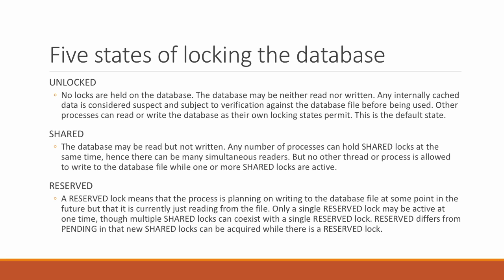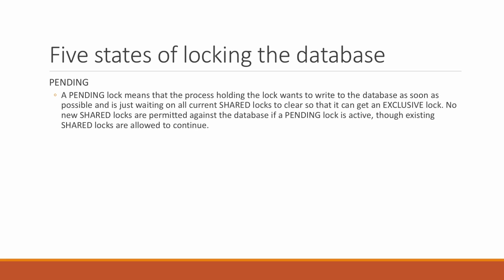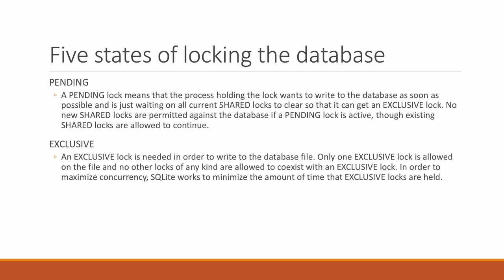The next lock state is pending, which basically means that the database is waiting for all the current shared locks to get out, to finish their jobs, to roll back or commit, so that we can move to the exclusive lock state. And so this is saying, hey, shared lock holders, finish up your job. I'll let you finish, but no new shared locks until I'm allowed to get my exclusive lock and do my write. And then the last one is the exclusive lock state.